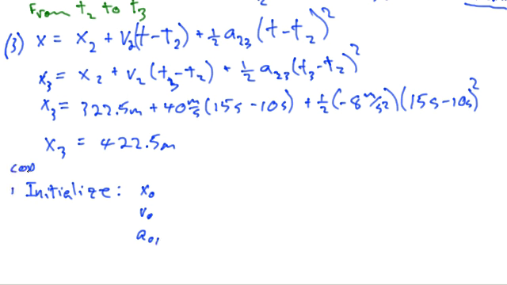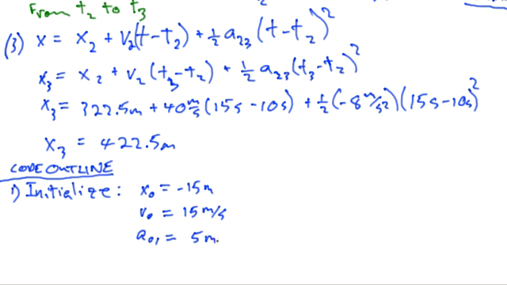So code outline. Set those quantities to their given values. So x0 is minus 15 meters, v0 plus 15. I think I'll just call it 15 meters per second. A01, that was calculated, but I'll just type that into the computer code.